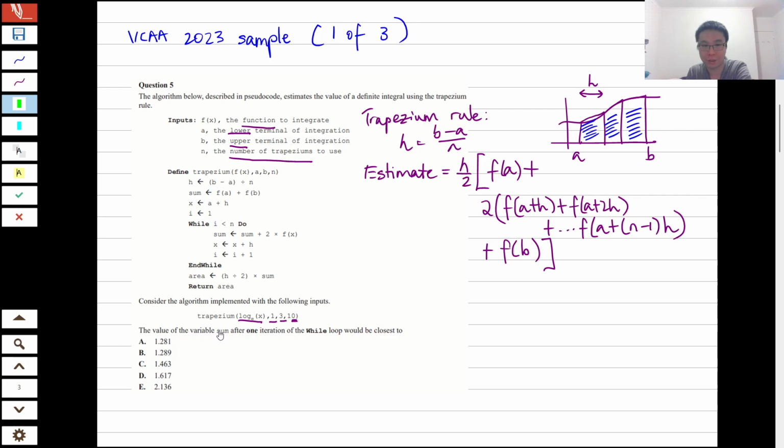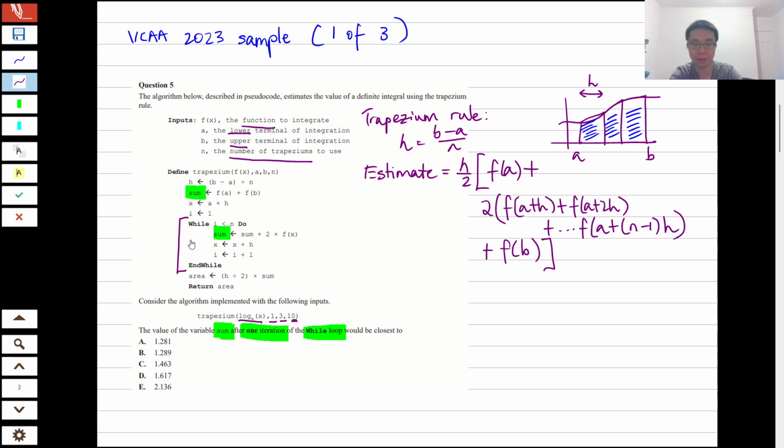This question asks for the value of the variable sum, which appears here, after one iteration of the while loop. So we're not asking for the final output of the program. All we need to do is go through the while loop once, which means all we need to do is go from here to here in the pseudocode and find out what the value of this variable sum is.